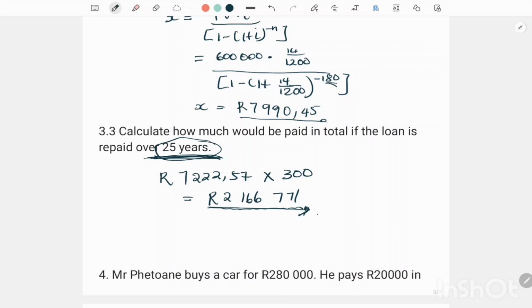So the loans assist us because we need money urgently. We need money right now. We need some things right now. Hence we do not have a choice but to borrow. But now it affects us when we see how much more we have paid. I want to see 2,166,771 minus the loan, which was 600,000.